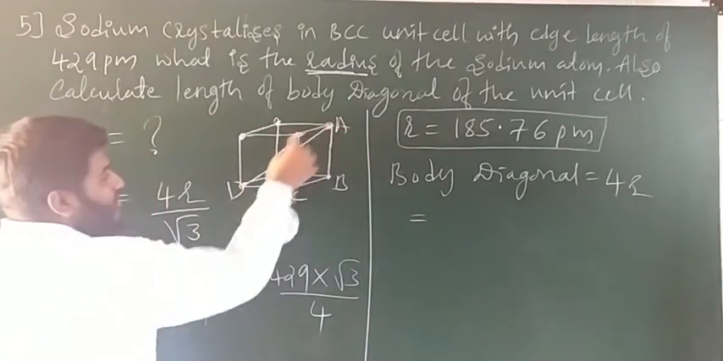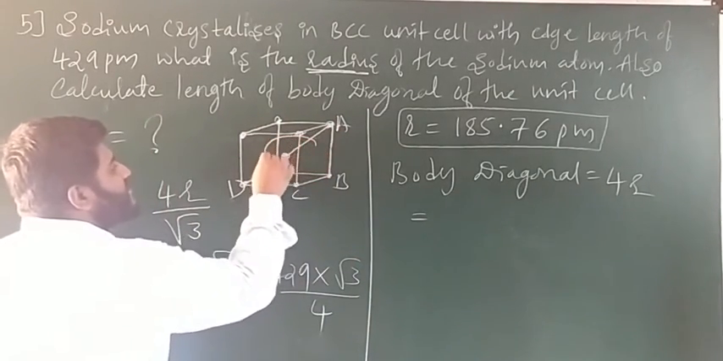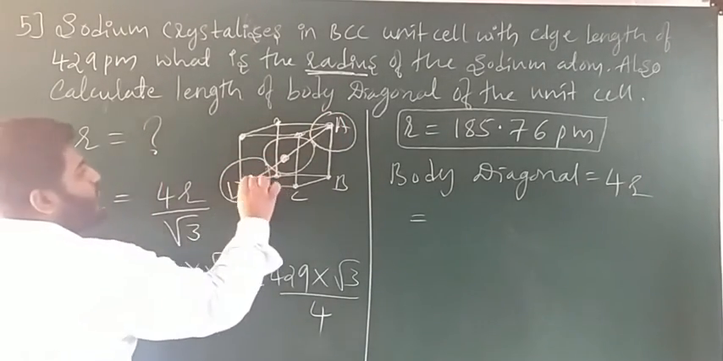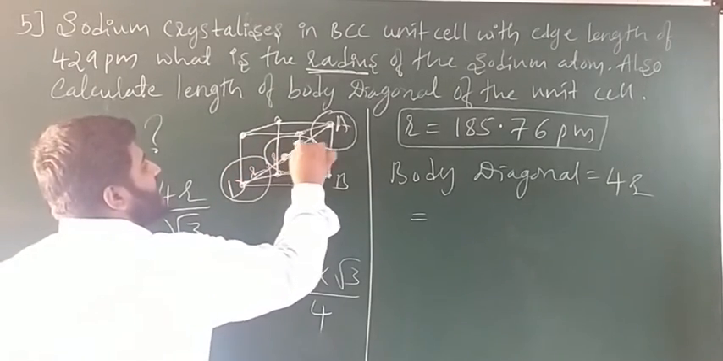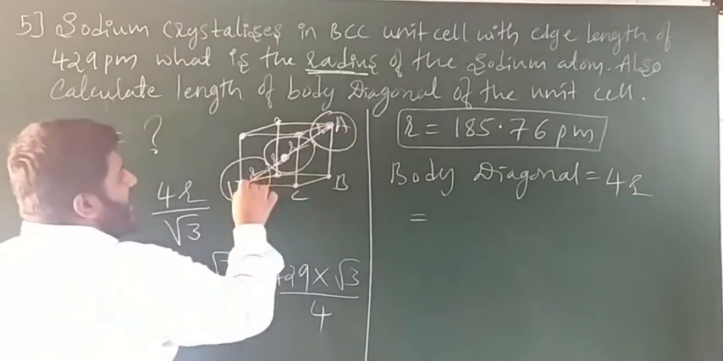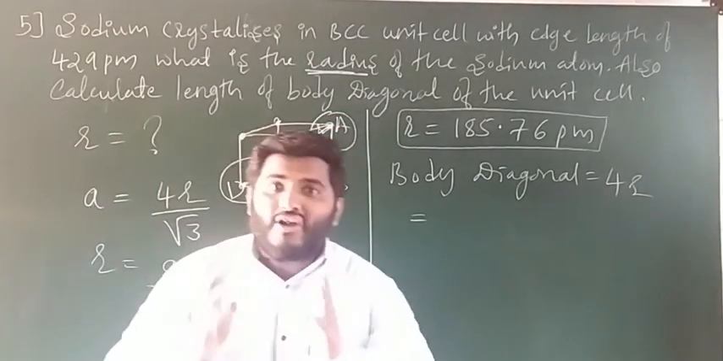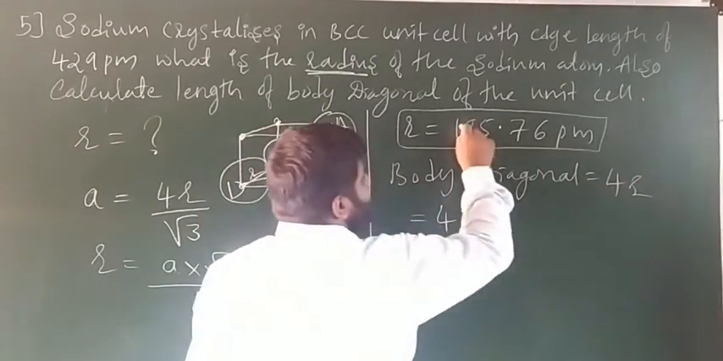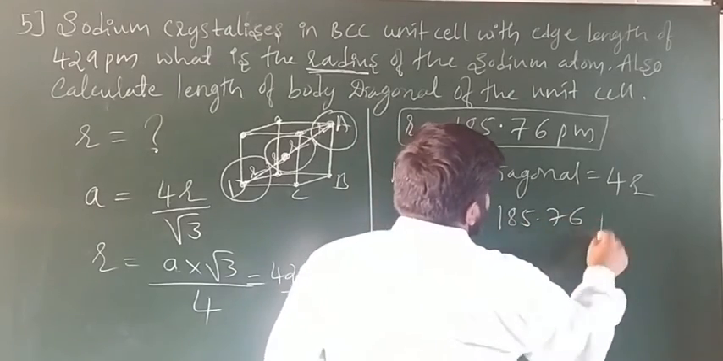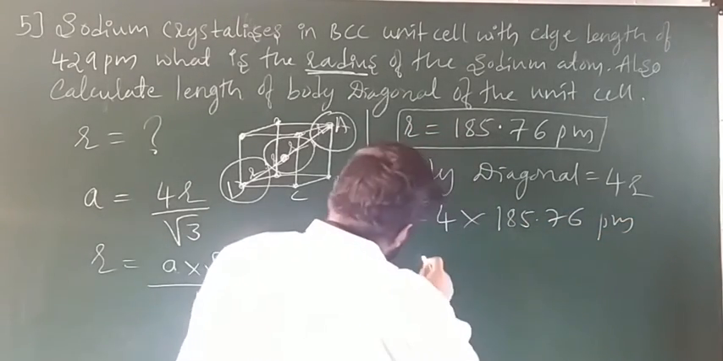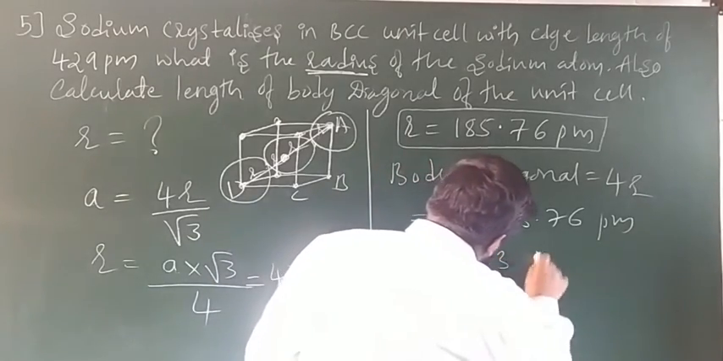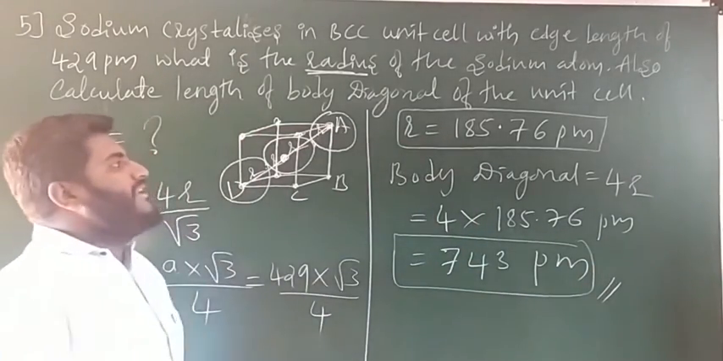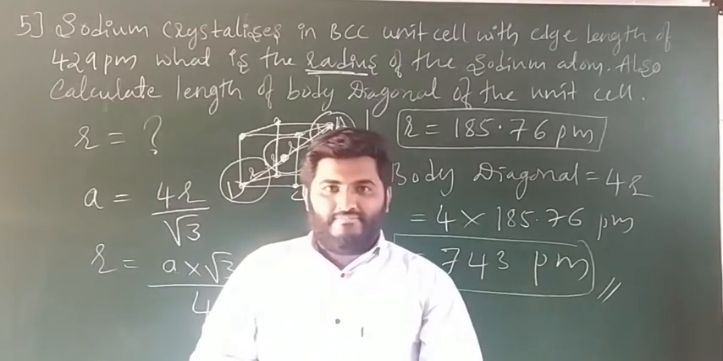Why 4R? Because each atom is considered as one sphere. Here one sphere, here one sphere, here one sphere. From here up to here is 1R radius, here to here 1R, here to here 1R, here to here 1R. R plus R plus R plus R is 4R. Therefore, body diagonal is equal to 4R. 4 into the radius we got, 185.76 picometer. When you calculate this, you get 743 picometer. So the body diagonal of the unit cell is 743 picometer.